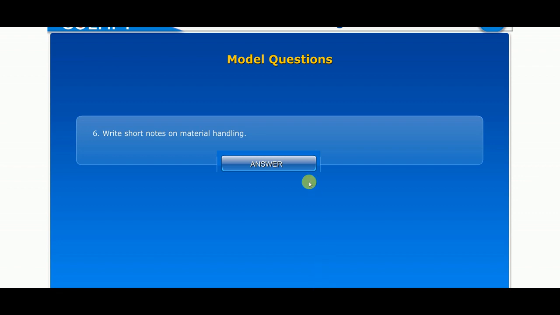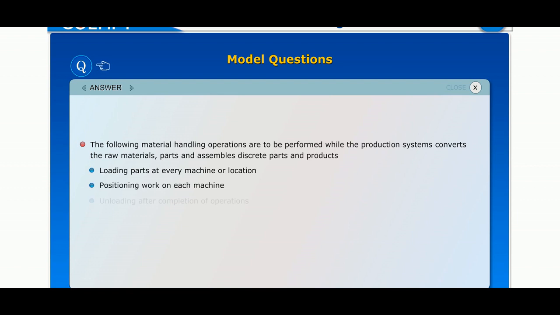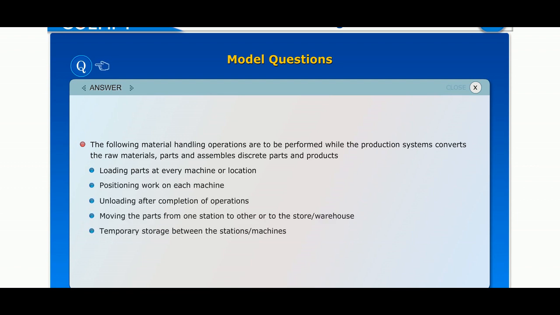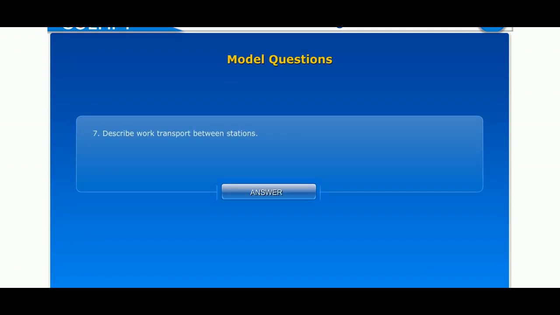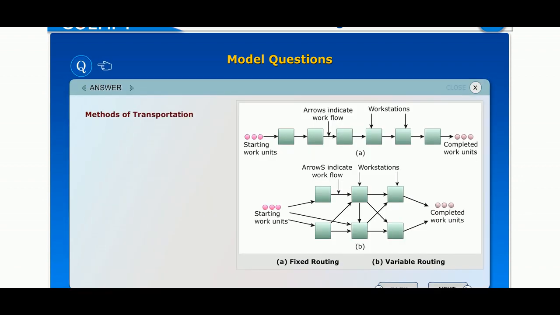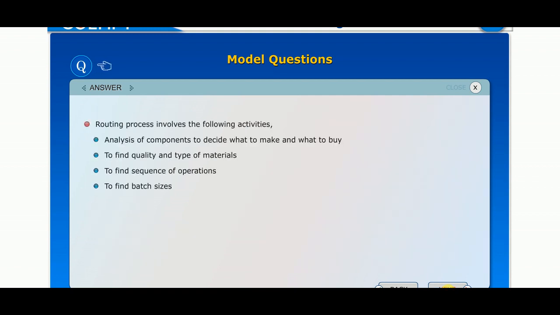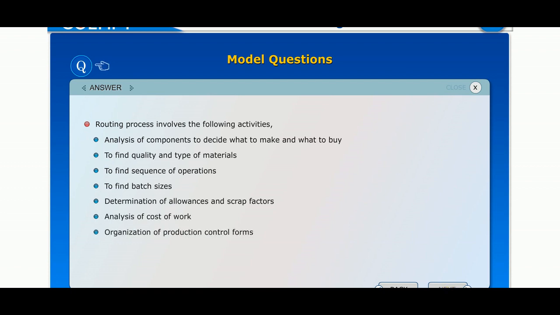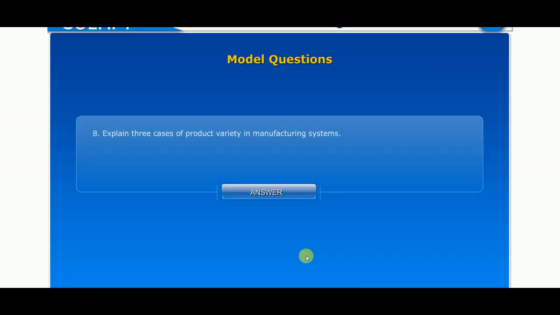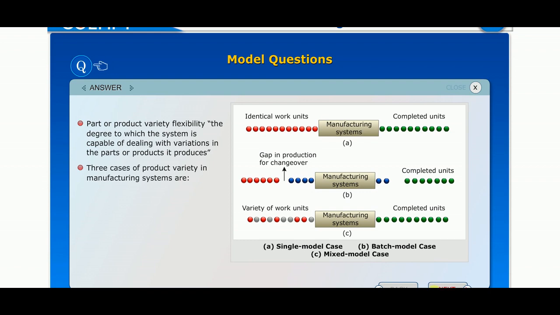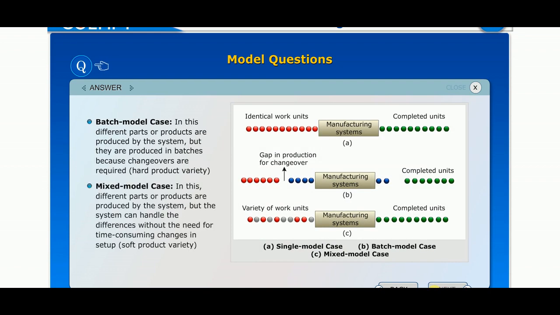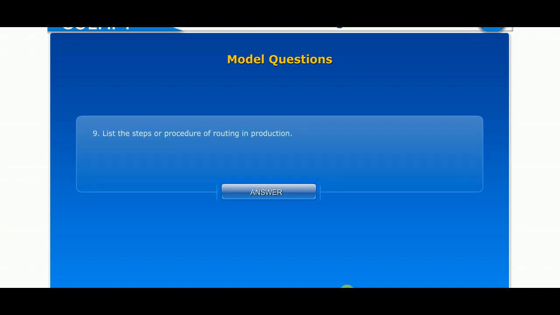Write short notes on material handling. Describe work transport between stations. Explain three cases of product variety in manufacturing systems. List the steps or procedure of routing in production.